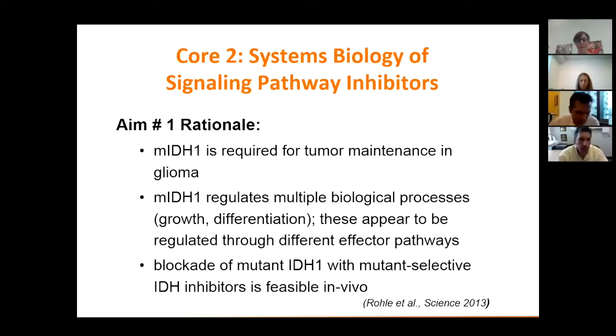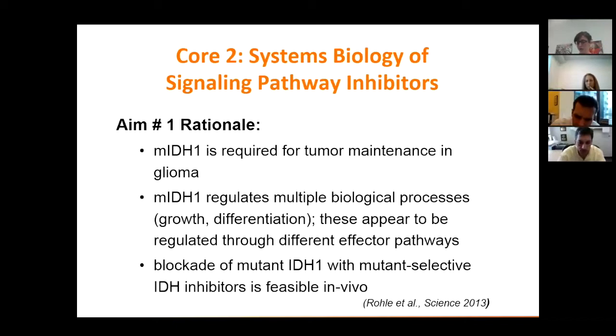So the first aim focuses on IDH. IDH is a metabolic gene, actually. It stands for isocitrate dehydrogenase. And what makes this metabolic gene so interesting is that it carries a mutation in about 70 to 80% of WHO grade 2 and grade 3 gliomas, and also glioblastomas that have originated from a lower grade tumor.